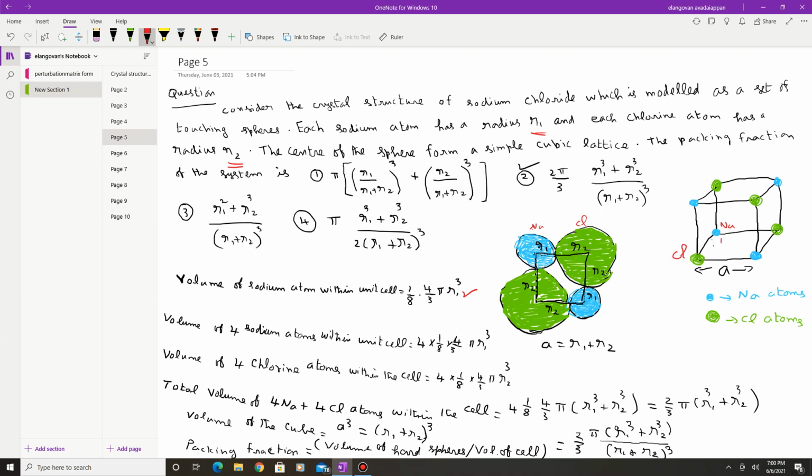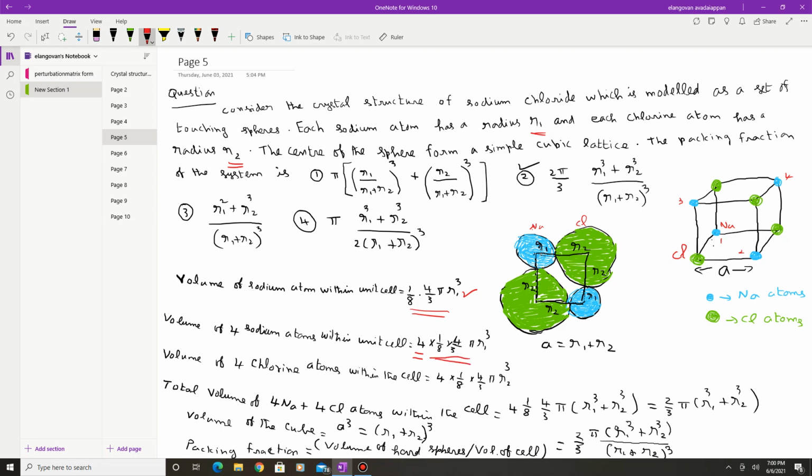so this is 1, 2, 3 and 4. There are 4 sodium atoms. Therefore, the volume of the 4 sodium atoms is equal to 4 into 1 by 8 into 4 by 3 pi r cube. So this is the total volume of 4 sodium atoms.